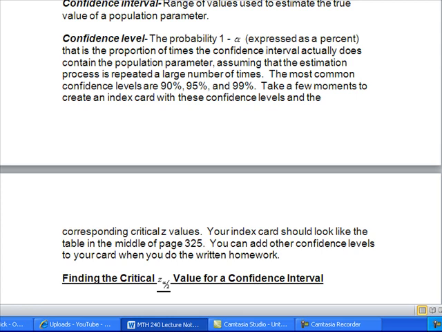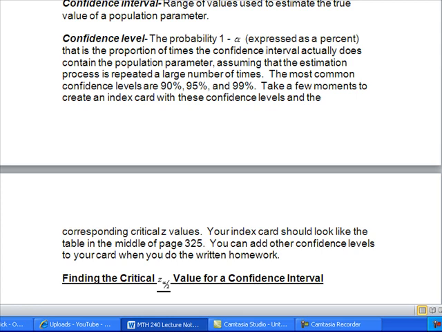Okay, so what you would want is a card that looks like the table in the middle of page 329, where it has the confidence level over to the left, alpha in the middle, and the critical Z sub alpha over 2 in the right hand column. It's directly above margin of error. And so that's 329, so let me correct this.